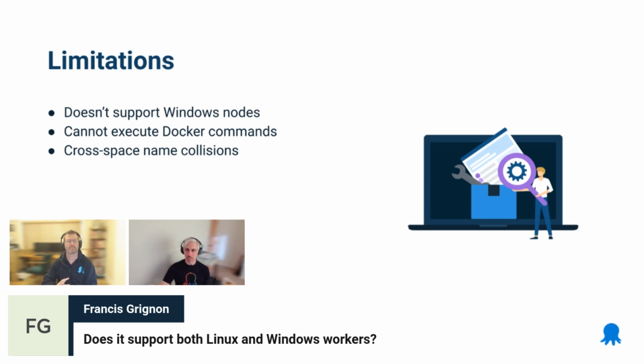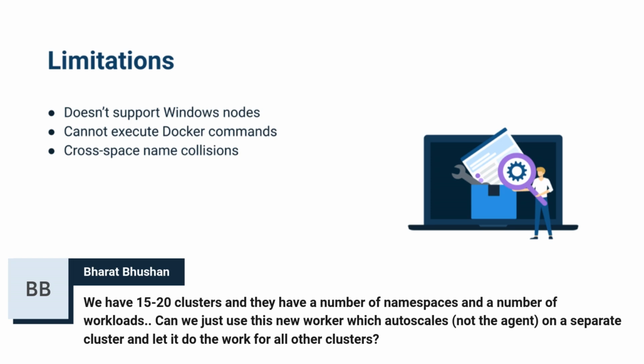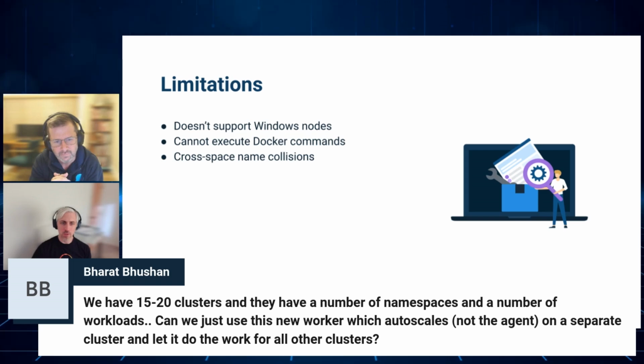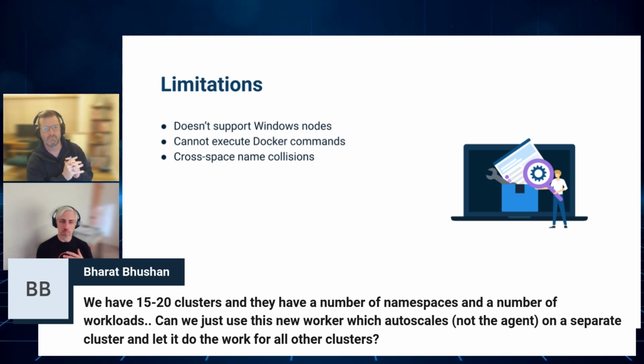And while we're here, before we go into the slides, the presentation, maybe you can answer another question. This one was about the use case for the worker. We have 15 to 20 clusters and we have a number of namespaces, a number of workloads. Can we just use this worker, which autoscales, on a separate cluster? So yes, that was the use case. You absolutely can do that. That was the idea. If you don't want to run something on your end cluster, your destination cluster, there are both pros and cons.